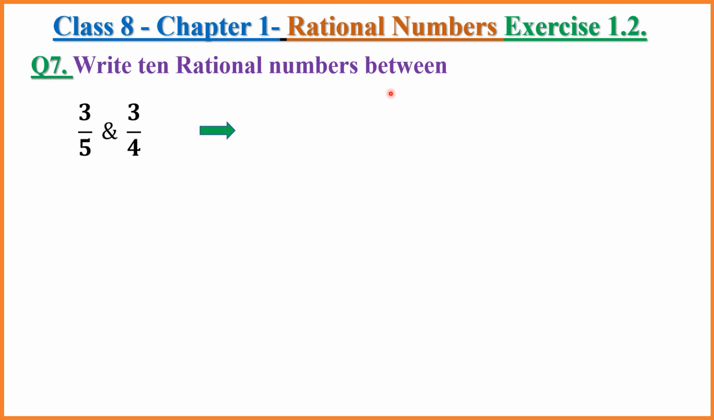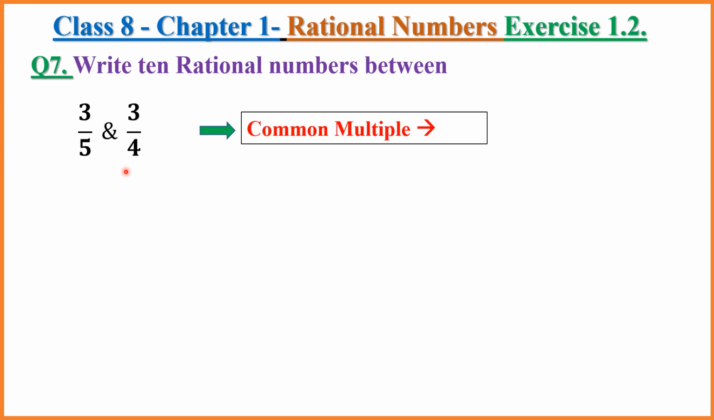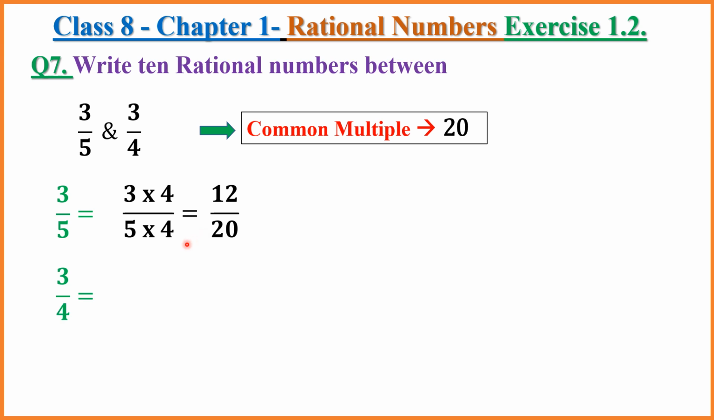And our last question, question number 7. Write 10 rational numbers between 3 by 5 and 3 by 4. If you check, the denominators are different, so we will go for the common multiple. 5 fours are 20, so for 3 by 5, I have to make the denominator 20. I am multiplying both numerator and denominator by 4: 3 into 4 divided by 5 into 4, which gives us 12 by 20. For 3 by 4, we multiply by 5: 3 into 5 divided by 4 into 5, which gives us 15 by 20.